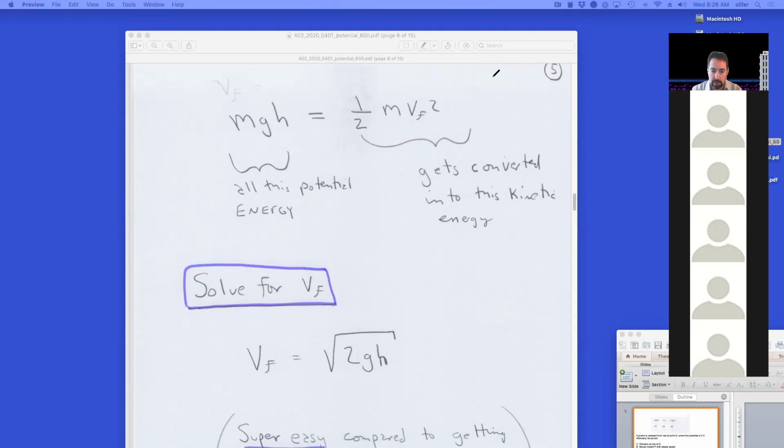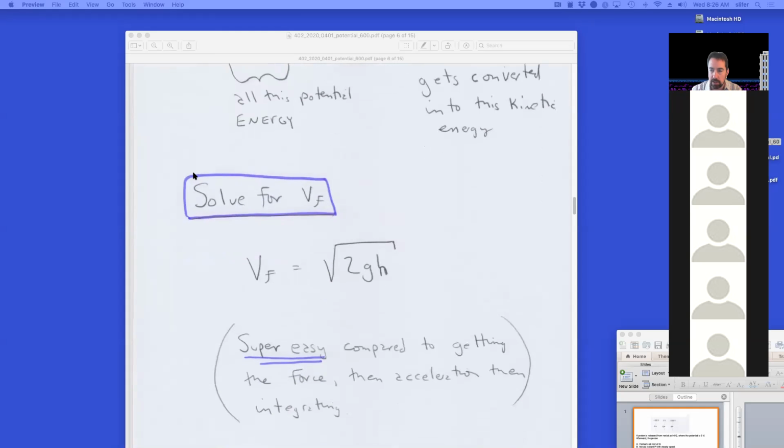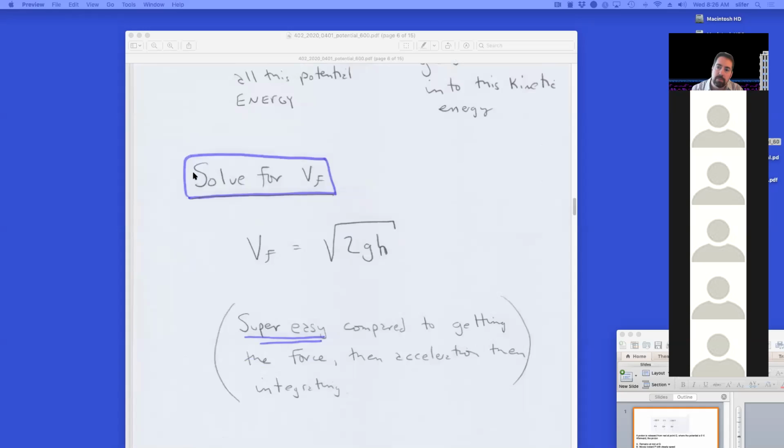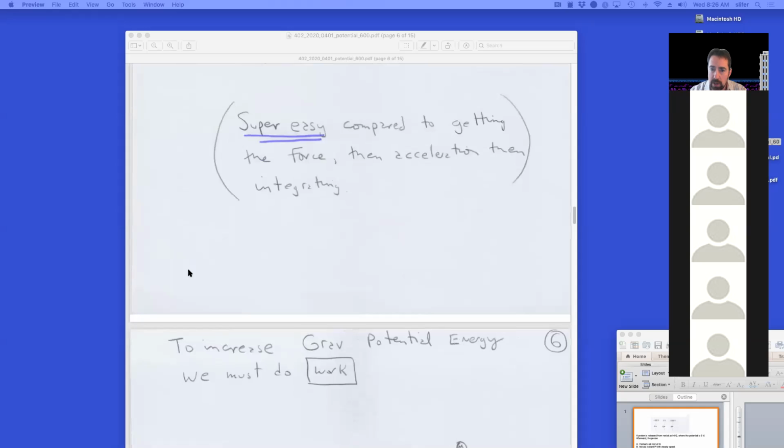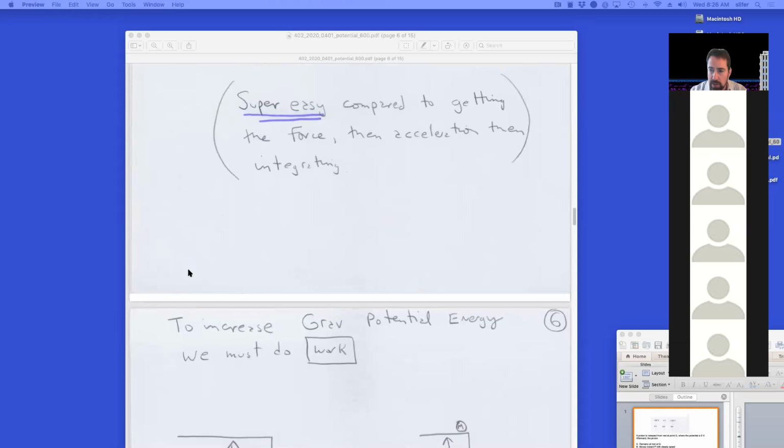I get this very simple equation, and this is a super easy equation to solve, and it's much easier than dealing with Newton's second laws and integrating and figuring out the forces and all that. Either you agree with me or not, but to me that's super easy compared to having to use Newton's second laws, even though Newton's second laws might be conceptually a little bit simpler, and I might feel more comfortable with the idea of force than potential energy.